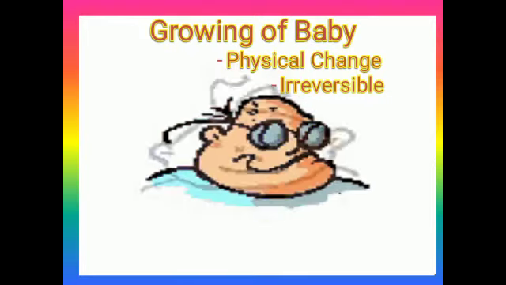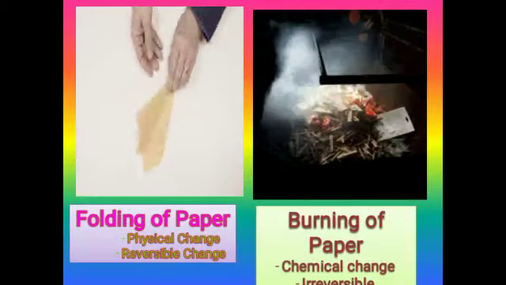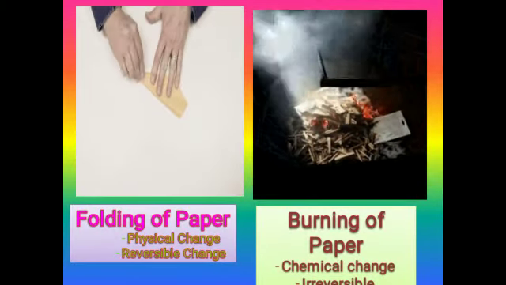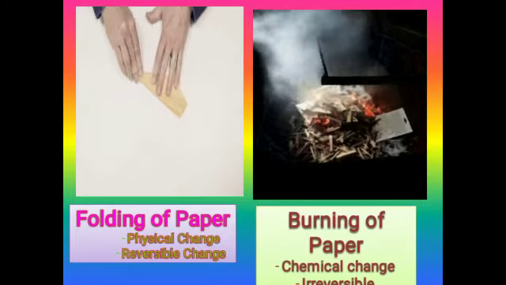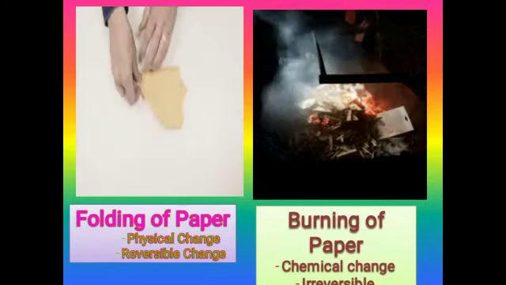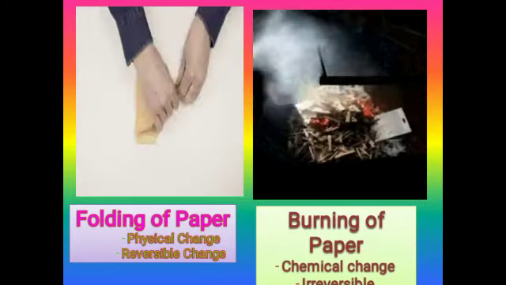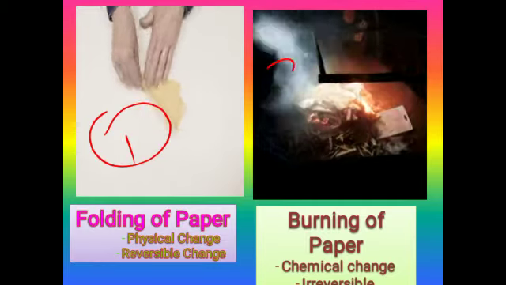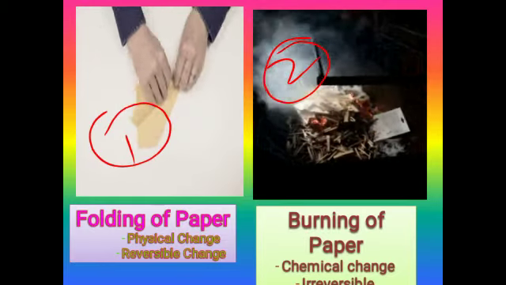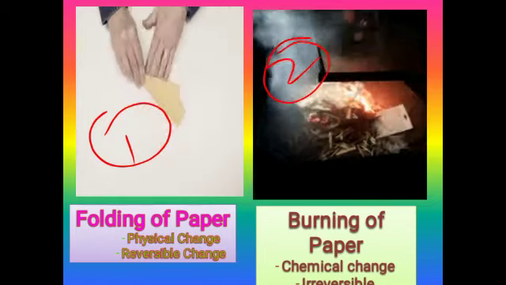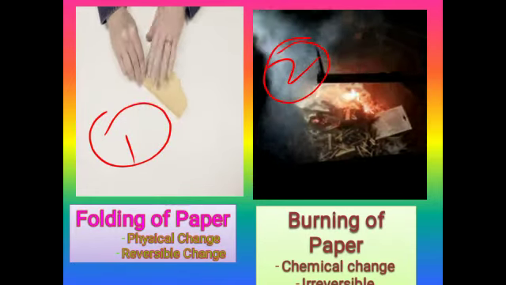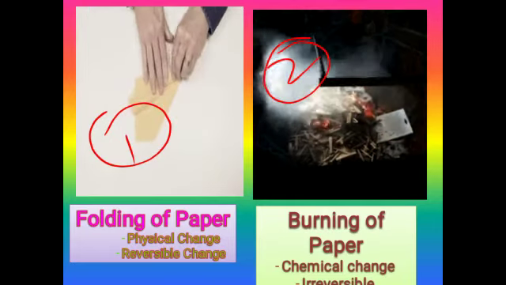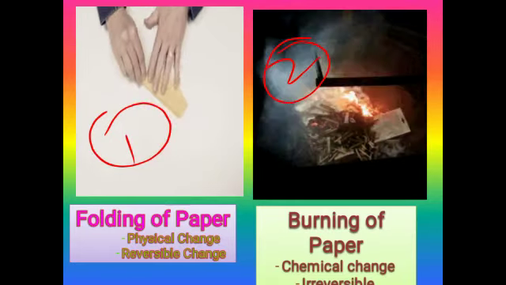Fine. And moving on to the next example, folding of paper and burning of paper. In both examples there is a paper. But see here, the first example is the folding of paper, right? And the second one is burning. When you fold, there is a change in the shape and size, but it's the same paper.